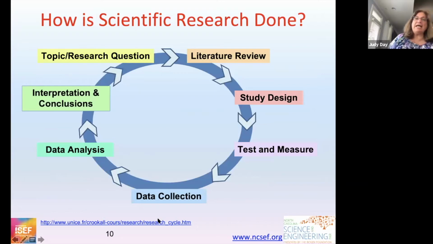So looking at the comparison in scientific research and engineering research, they're similar in areas, but yet they have their own differences. In the scientific research, you look at developing that topic first and finding out what you're interested in along the way, and developing that testable question or the research question that you're going to work on.